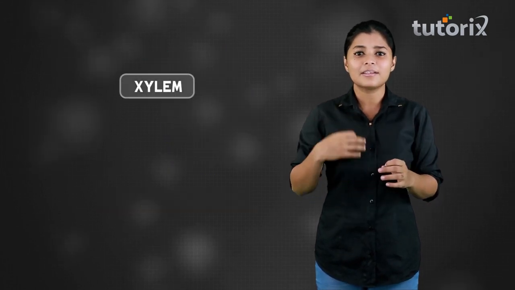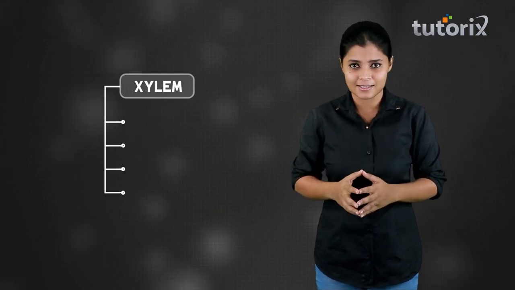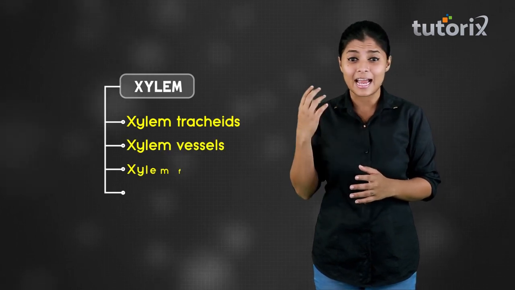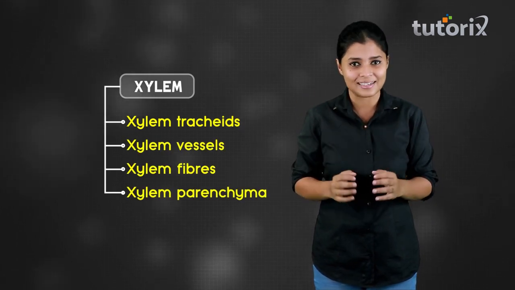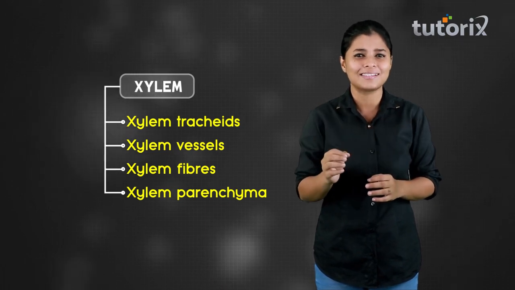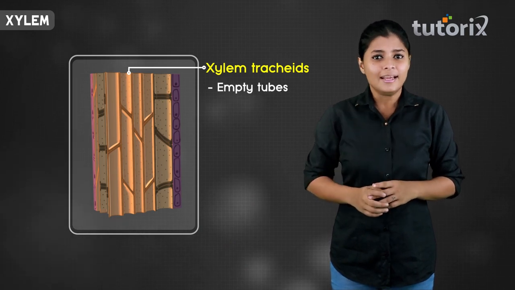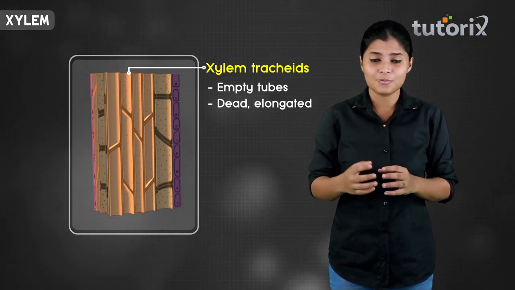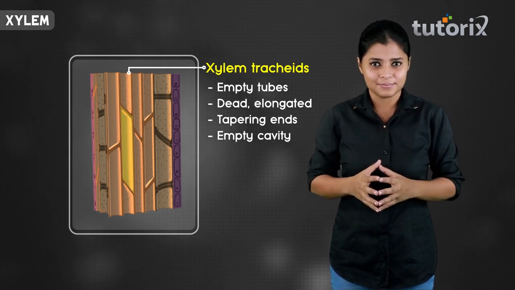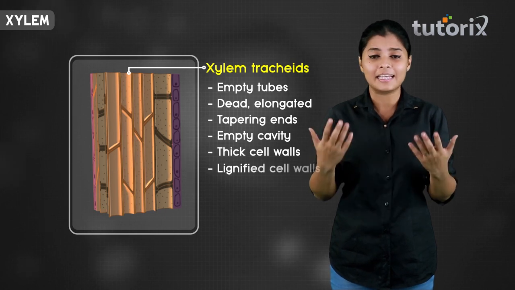The xylem, since it is a complex tissue, is made of four different types of cells. These are xylem tracheids, xylem vessels, xylem fibers, and xylem parenchyma. So let's move further and find out what each of these cells do. Xylem tracheids appear like empty tubes. These are dead, elongated cells with tapering ends and enclose a large empty cavity. The cells also have thickened cell walls and are heavily lignified.